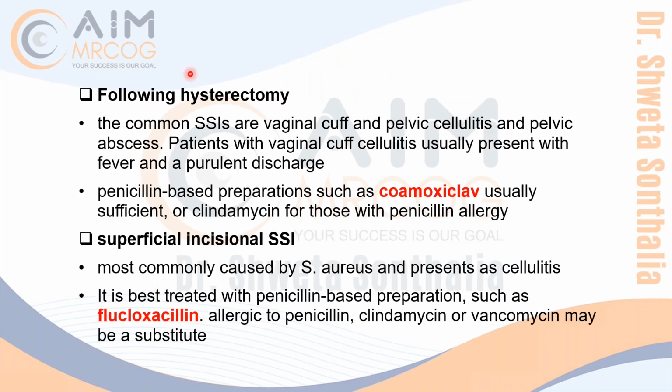So following hysterectomy, again you will see coamoxiclav. After hysterectomy, usually you will see vaginal cuff infection, pelvic cellulitis, pelvic abscesses, anything. If you see any purulent discharge, anything, you will treat with coamoxiclav. So if in the exam they give you infection, then you always have to choose coamoxiclav for hysterectomy and CS wound.